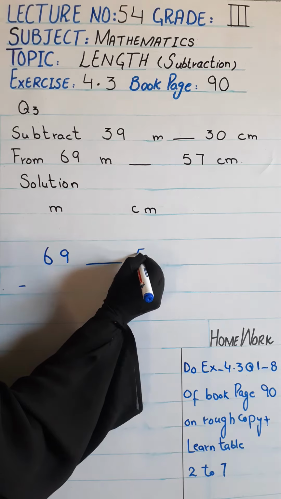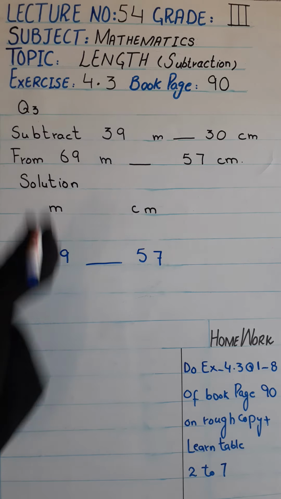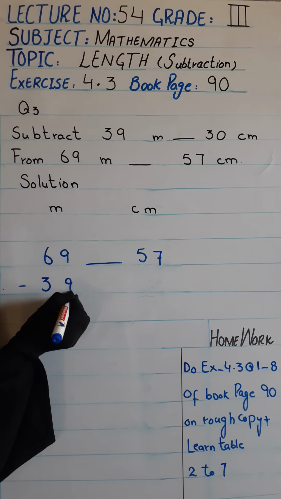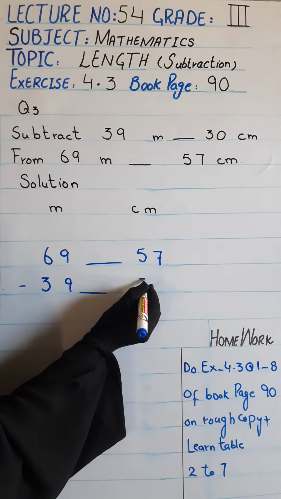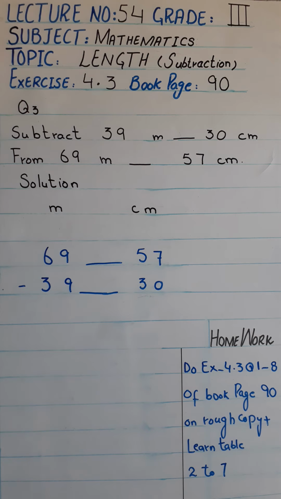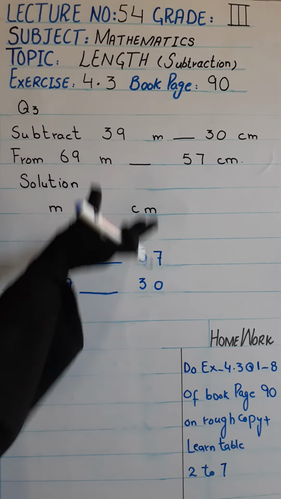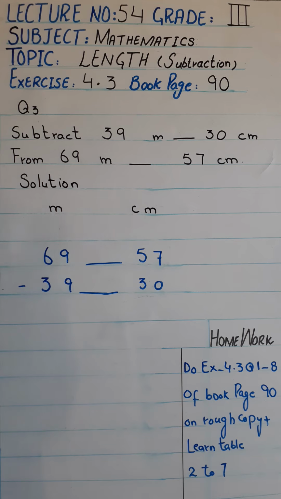69 meter, 57 centimeter. Then you subtract this number, 39 meter and 30 centimeter. This is the question, students. If you arrange the question correctly in vertical order, then your answer will be correct. If you arrange the question incorrectly, how can your answer be correct? So first focus: what are the given things in the question? What is meant by the question?